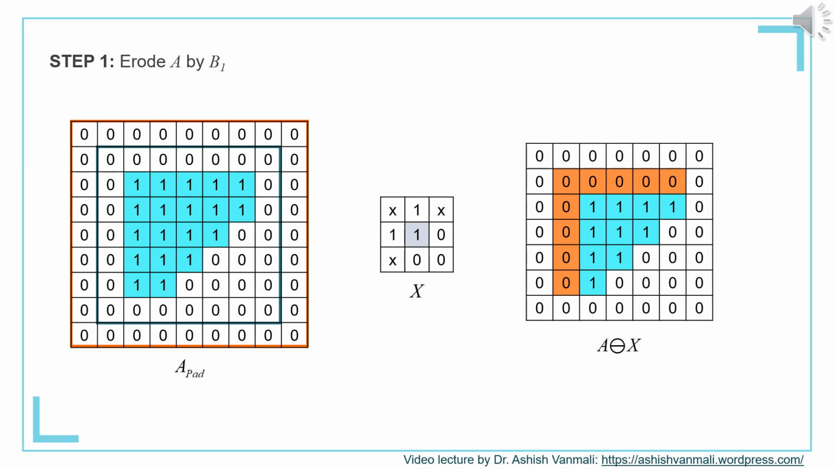We can carry out the process of erosion for different pixel locations, and finally we will get the result of A erode X. Again, for simplicity of understanding, the original pixels are shown in blue color, and the corresponding change due to the erosion is represented in orange color over here.